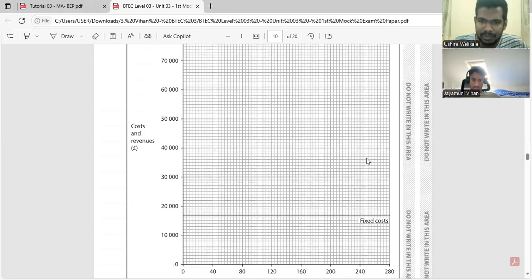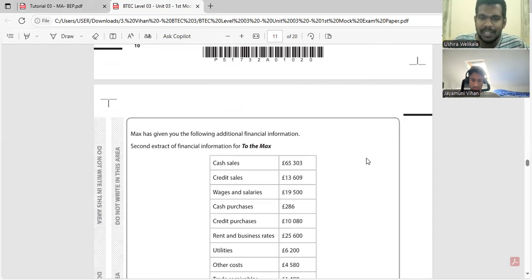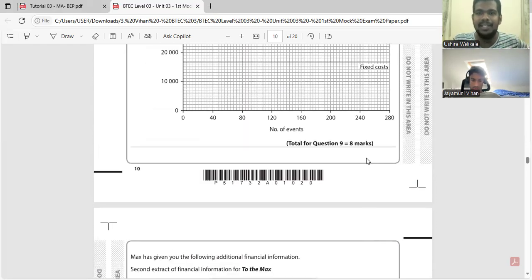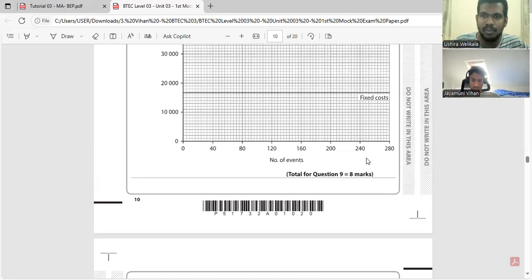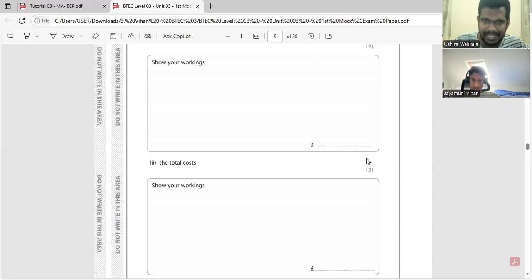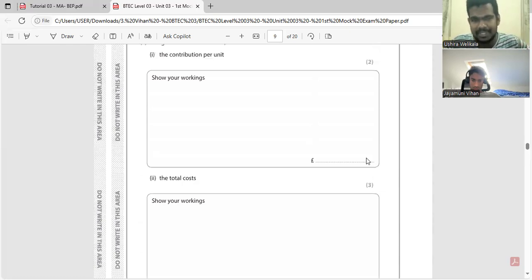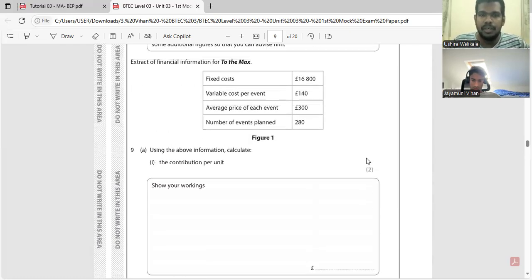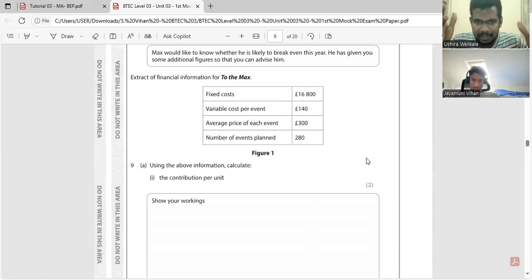Before you do this kind of question, you have to have particular knowledge about break-even point analysis. Before that, I just want to go through this question paper. This is your exam paper style for BTEC level 3. Did you see your examiner, your examination paper, they focus on management accounting apart from the theoretical area.